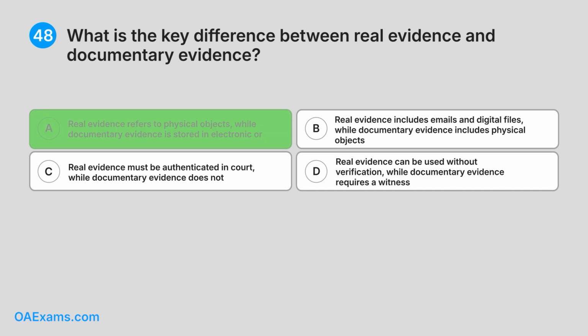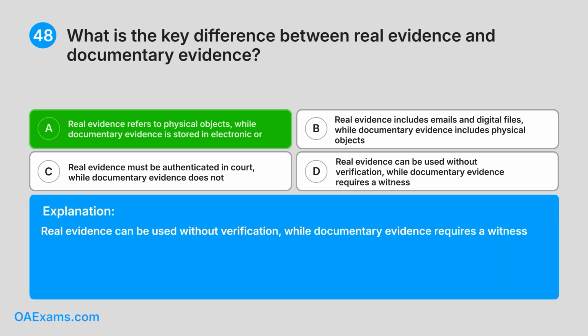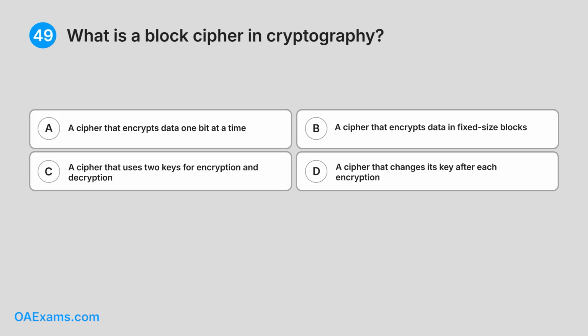Correct answer. A. Real evidence refers to physical objects, while documentary evidence is stored in electronic or written form. Explanation. Real evidence includes tangible objects like hardware, while documentary evidence includes written or digital documents, such as emails or contracts.